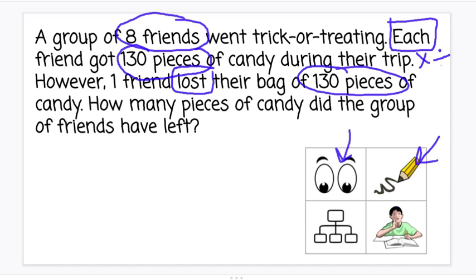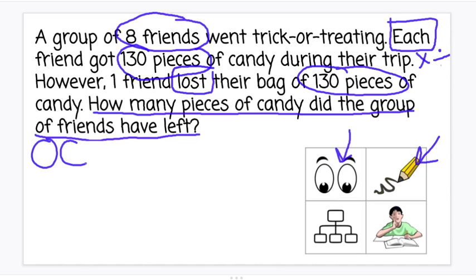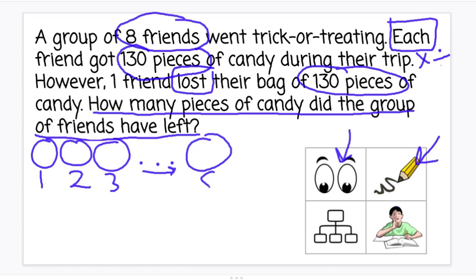Okay, so they lost 130 pieces of candy. My question is, how many pieces of candy did the group have left? Okay, I've found my important information. Now it's time to draw a model. So I have 8 friends. One friend, 2, 3, and all the way to the 8th friend because I don't have room to draw 8.